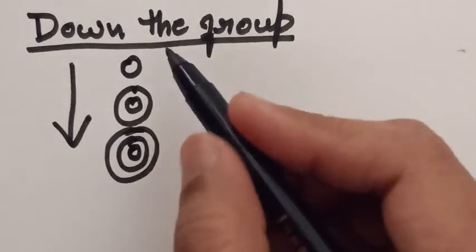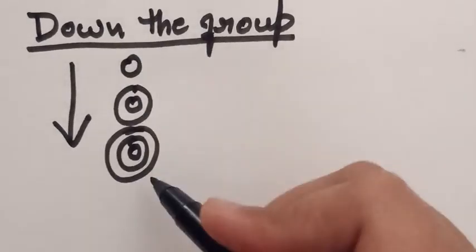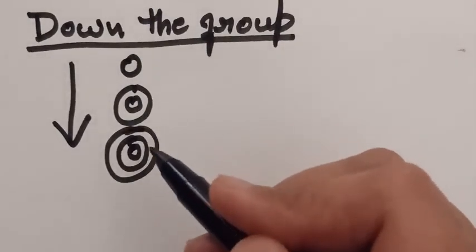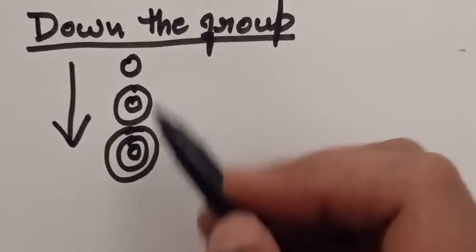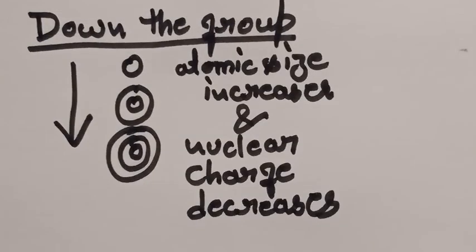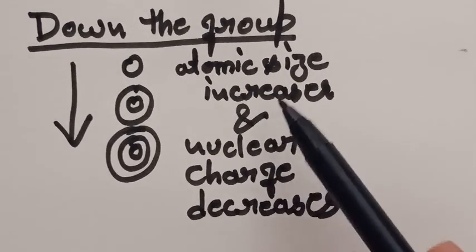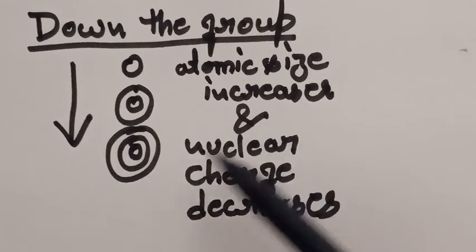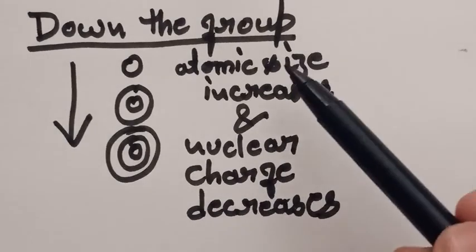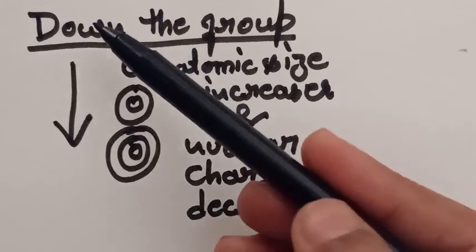So that is why, while moving down the group, the atomic size increases and the nuclear charge decreases. Because of the decrease in nuclear charge, the atomic size increases while moving down a group.